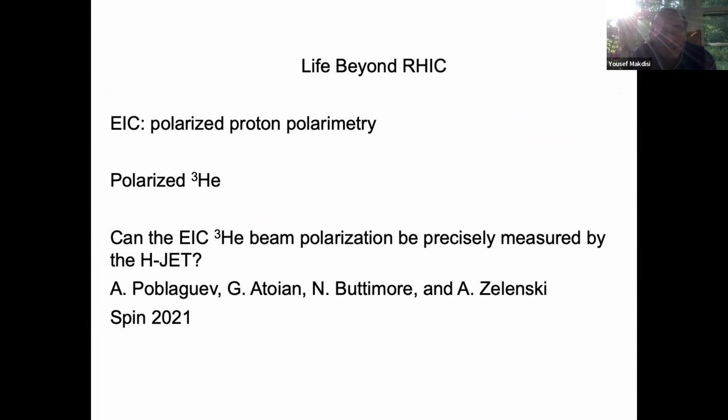So the question is, is there life beyond RHIC? Of course, for EIC polarized proton polarimetry, the jet may be used, but the data acquisition system has to deal with a different bunch spacing than in RHIC. This has to be redone. And of course, there's a plan for polarized helium-3, as Thomas Roser mentioned. Just recently, in SPIN 2021, there's an article that asks, can the EIC helium-3 beam polarization be precisely measured with the H-jet? This is by a group from Brookhaven with Nigel Buttimore as a theorist. So it looks like things are going quite well, and maybe there is room for this jet to continue.